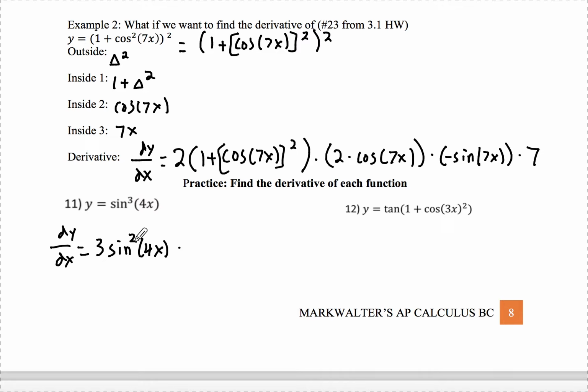Times, now I can move to inside of the power, which is sine. The derivative of sine is cosine, but I leave the 4x. Times the derivative of the 4x, which is 4. Again, the outside layer, if we want to label it, if it helps, is Dorito cubed. Inside layer 1 is the sine of Dorito. And then inside of that, the inside layer 2 for this guy was the 4x.